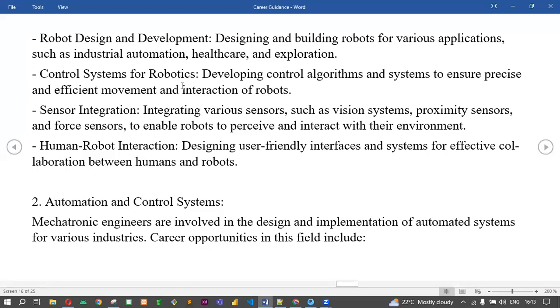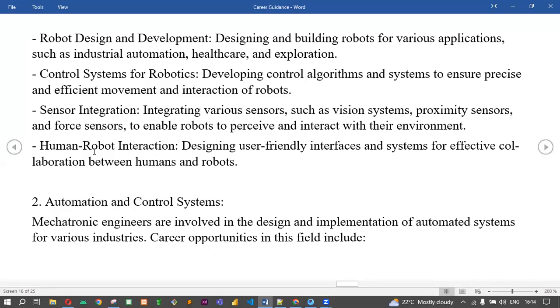Control systems, we talk about developing algorithms, systems that ensure that all the movements and interaction within the robotic components are efficient. You talk about sensor systems, sensor integrations. You see things like the sensor machines that you put your hand under, and it is able to detect something. Car engines like the V8 machines and so on, they have sensors integrated on them. So all those are mechatronic aspects.